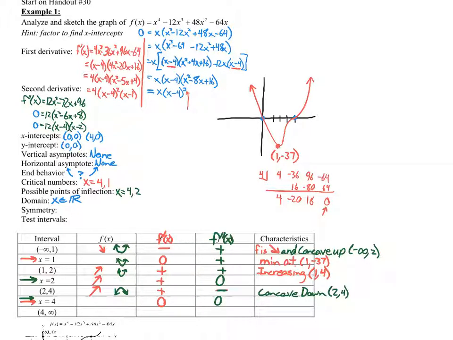Okay? So now we just have our last thing here, okay? And that is we need to check the interval from 4 to infinity. We need to check the first and second derivatives. So if I plug in 5 to my first derivative, what do I get? Positive or negative? Positive. All right? So that means my function is increasing.